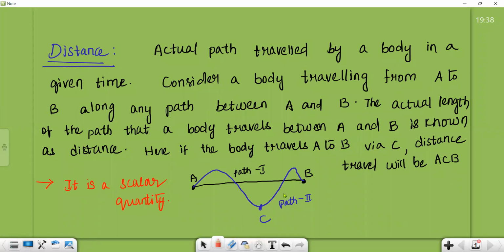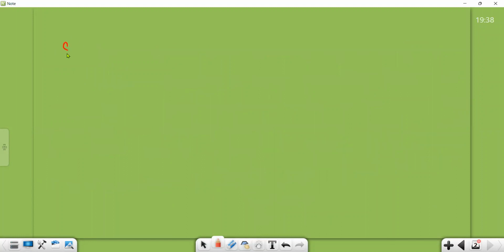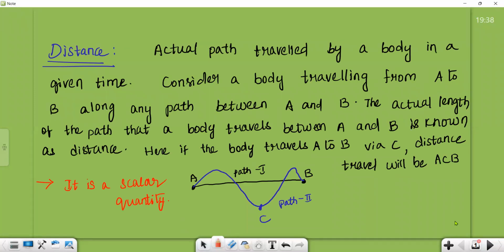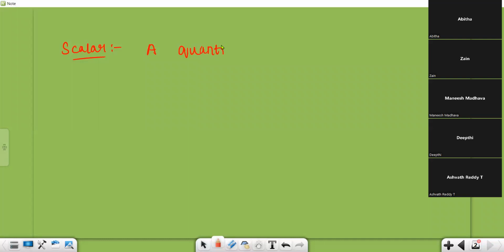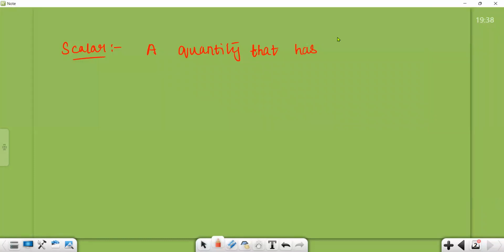So let me write what is scalar and vector. Scalar means which has magnitude but no particular direction. Here, in case of distance, we are not talking about the direction, we are just checking how much distance it traveled, isn't it? So scalar is a quantity that has magnitude but no particular direction.